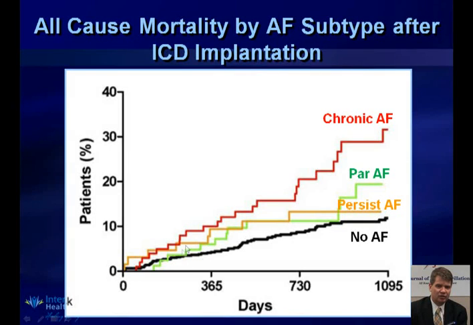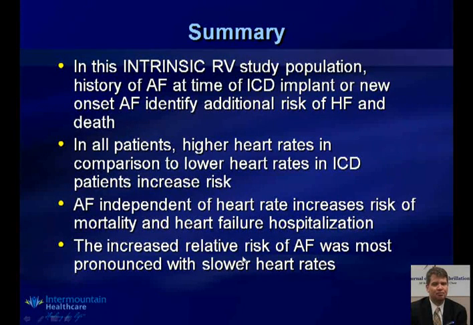Those that have chronic atrial fibrillation had much higher rates of mortality over 3 years. The mortality, despite having an ICD, was near 40%. Those that had less aggressive forms of atrial fibrillation, the mortality still was high at 20%, compared to those that had no atrial fibrillation, when it was near 10%.